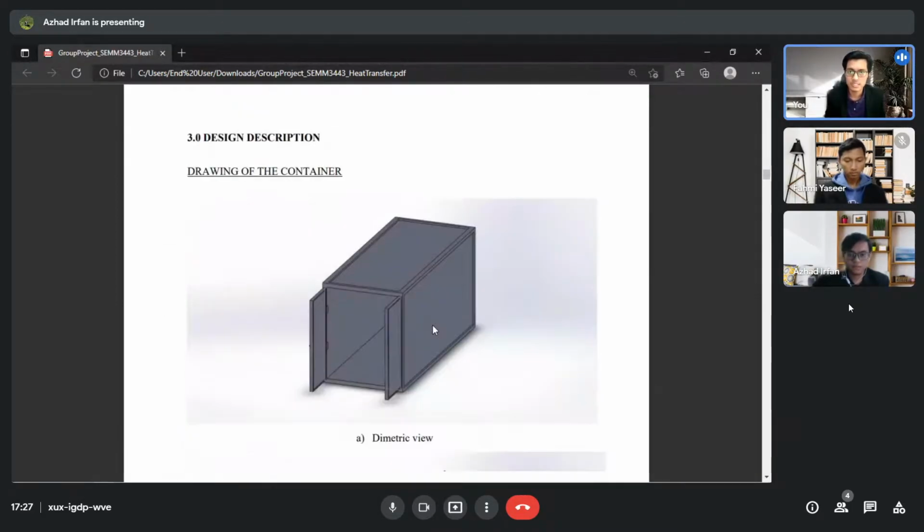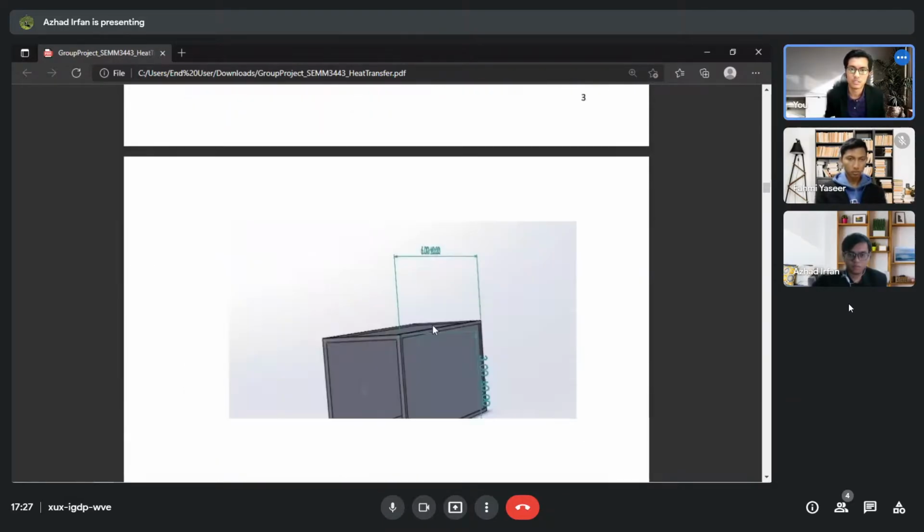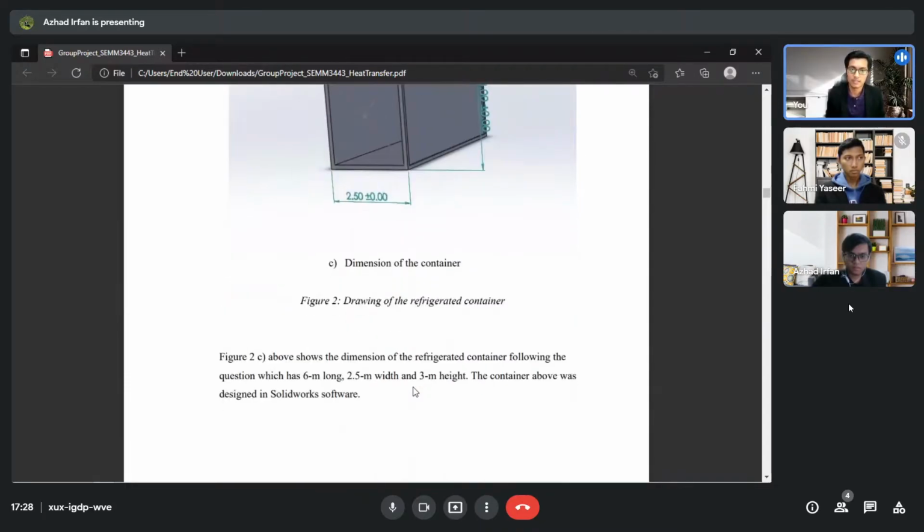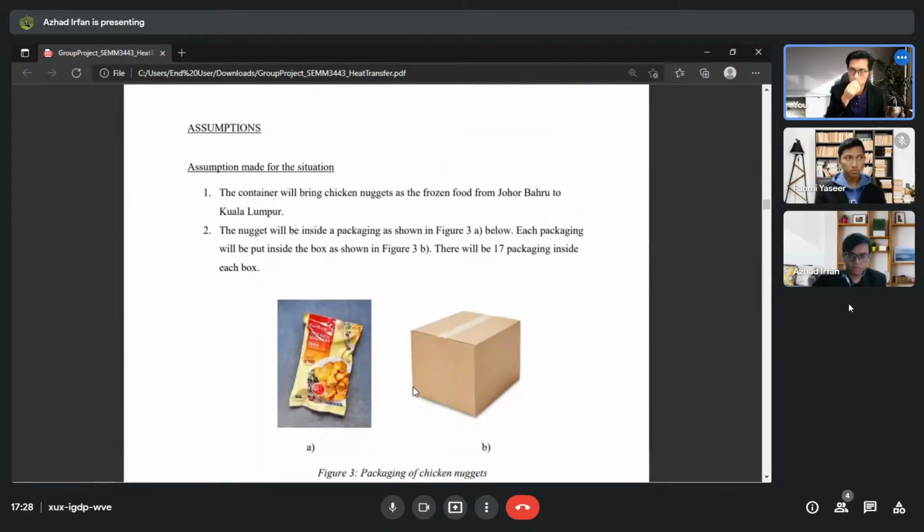Next. So this is our design description. First, we will go into the drawing of the container, and the dimensions of the drawing. The dimensions of the drawing are 6 meters long, 3 meters height, and also 2.5 meters width. Next, for the assumptions, we have divided the assumptions into two categories.